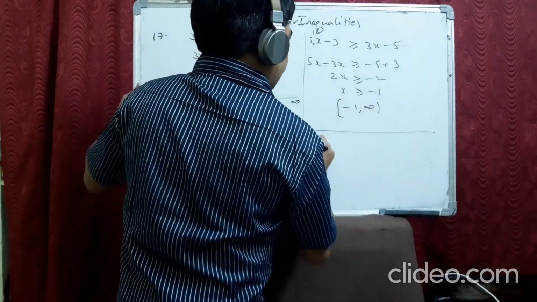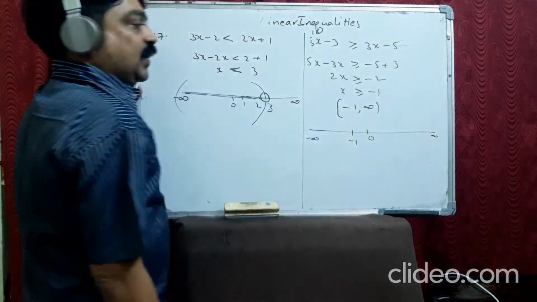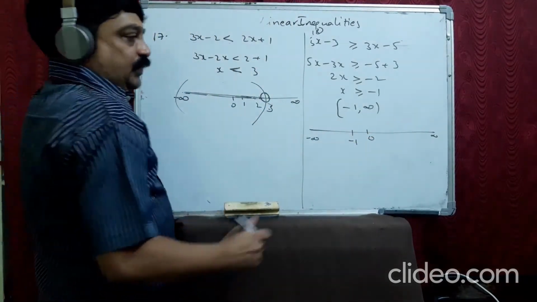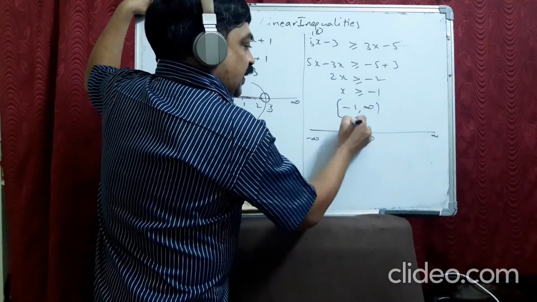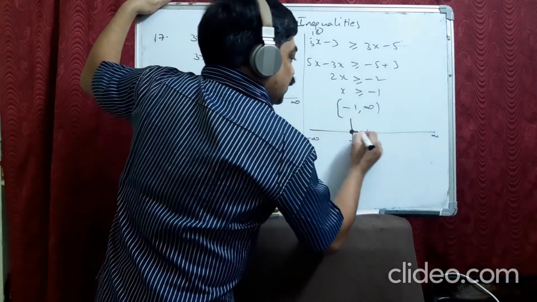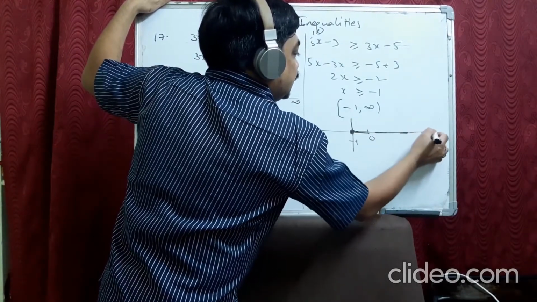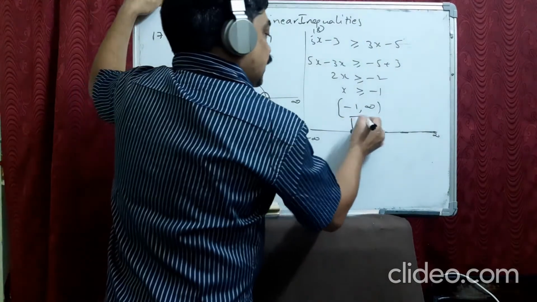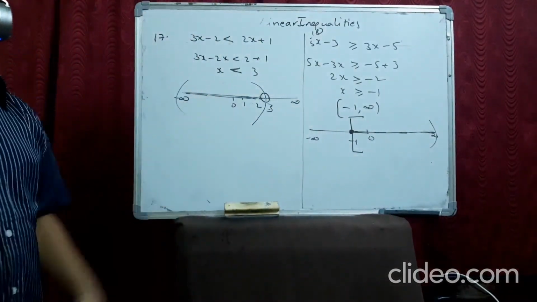So take a number line, minus infinity to plus infinity. 0, minus 1 will be here. Minus 1 should be included, so we take a dark circle at minus 1, and it should be a closed interval. Actually we should darken this line. The dark line tells us this line is the answer, the solution. Better you do like this also. It will be more clear. Okay.